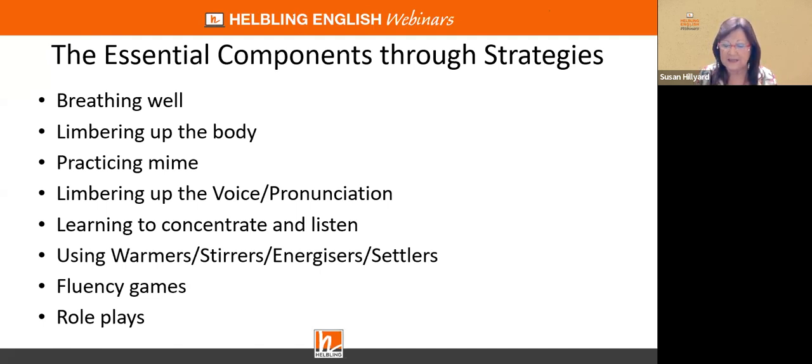I'm just winding my blinds back because the sun's gone in here in Argentina.